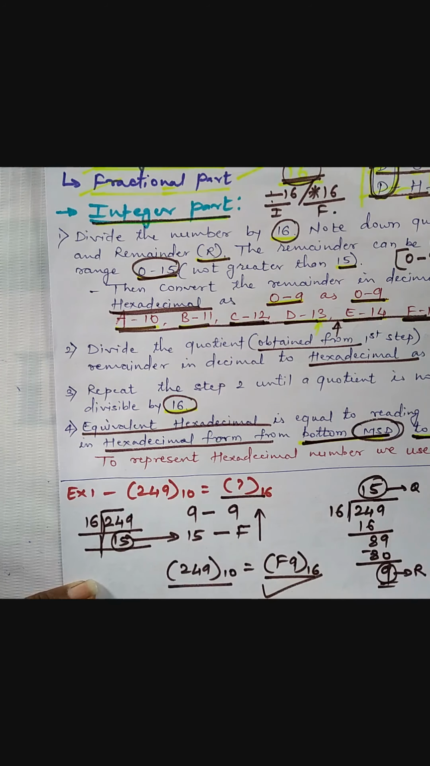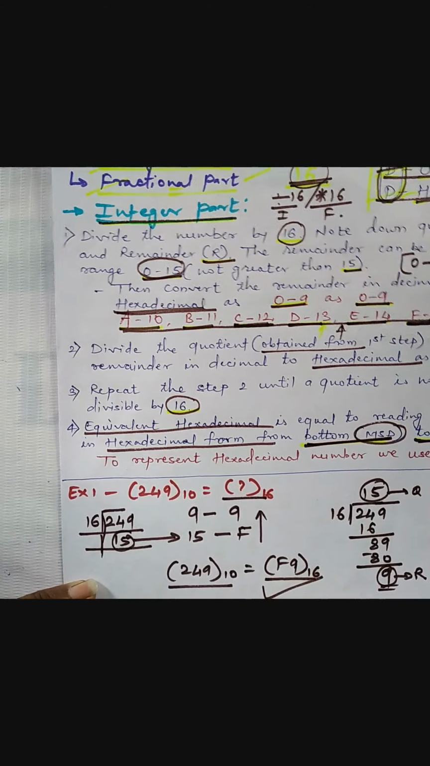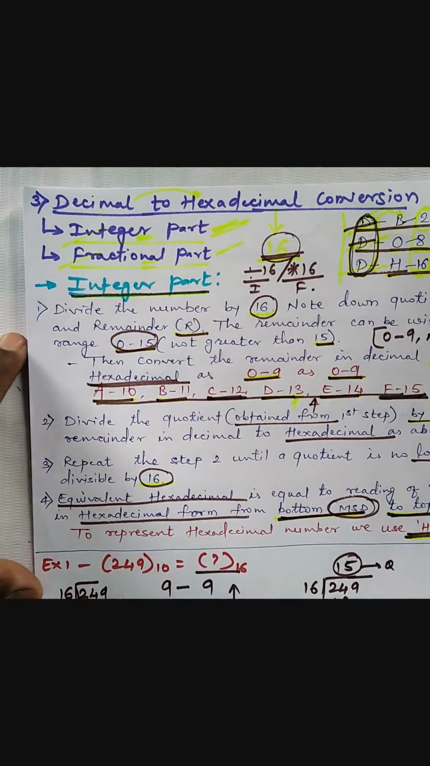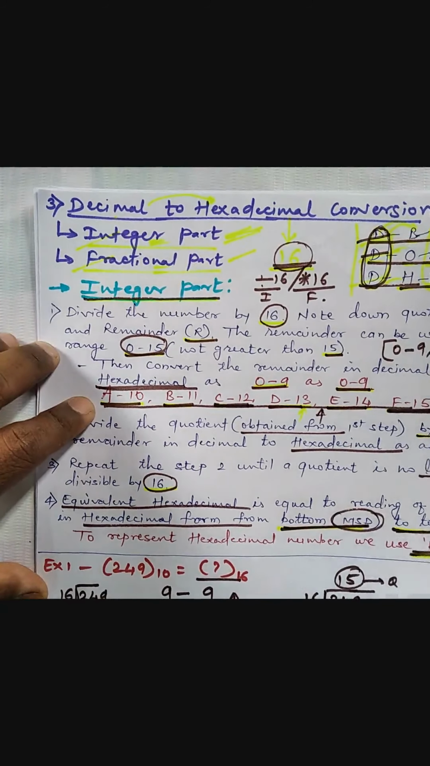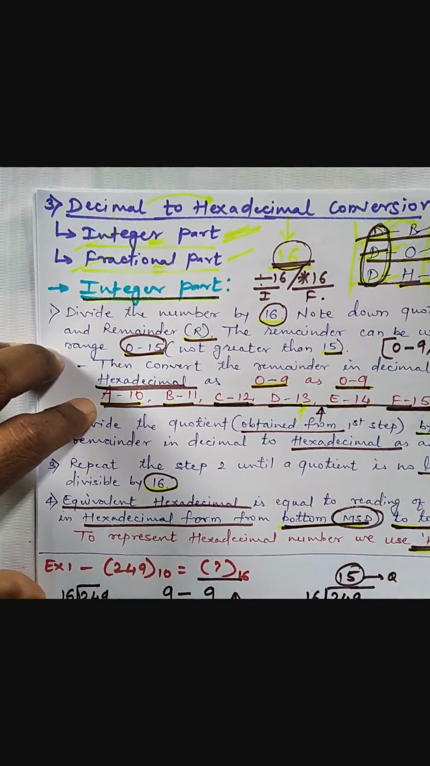Now, to represent a hexadecimal number, we use capital H or small h. I hope these steps are clear for you. Let us go through these examples. Okay, so here I have taken this example.